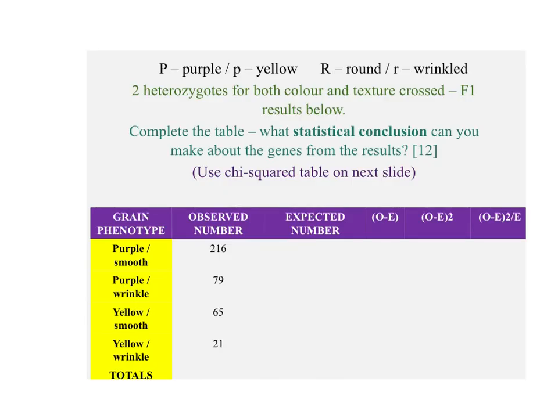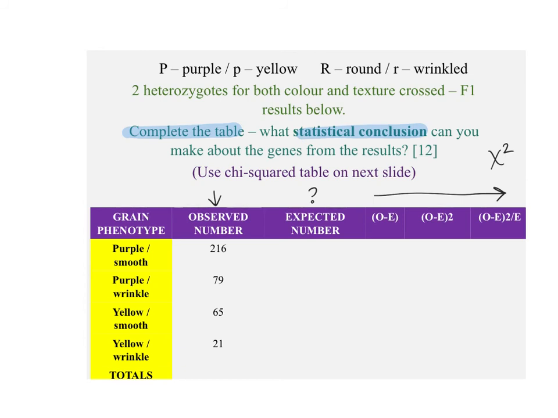So in this question, you need to complete the table, and what statistical conclusions can you make about the genes from the results. So I've given you the observed, you need to figure out the expected, complete the table, calculate your chi-squared value, and then use the statistical table on the next slide to find out where your chi-squared value sits and give me a summary statement. It's 12 marks, so it should take you about 15 minutes to do.